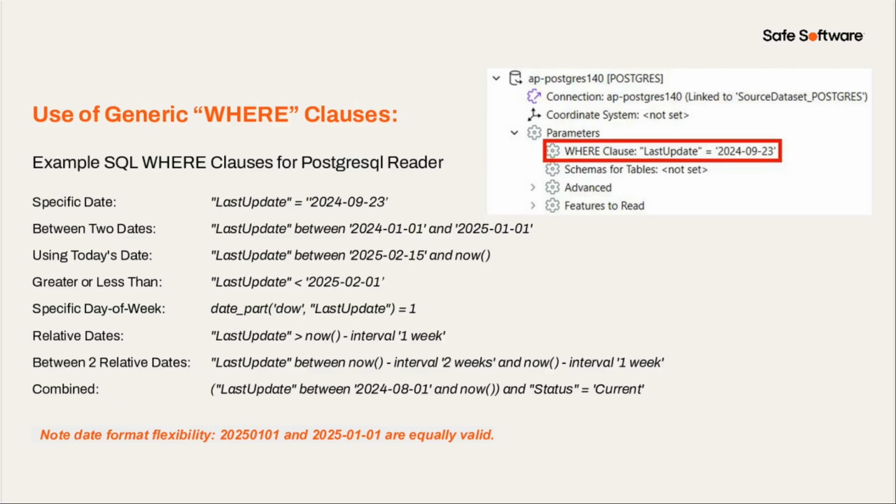And the way that we can filter our data is using generic where clauses. These are some examples here that you can put into a reader in FME Form. So you could do something such as a specific date. If you know what day you want to read in, you can say specifically September 23rd, 2024, for example. And there's a variety of options here. You can really filter by any date that you want as long as it's a valid SQL query.